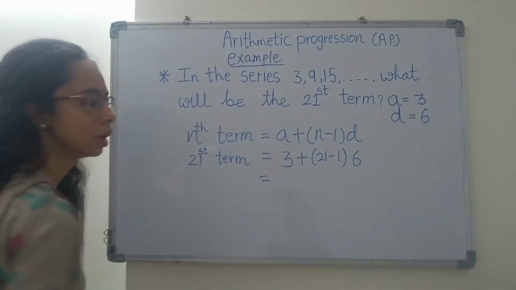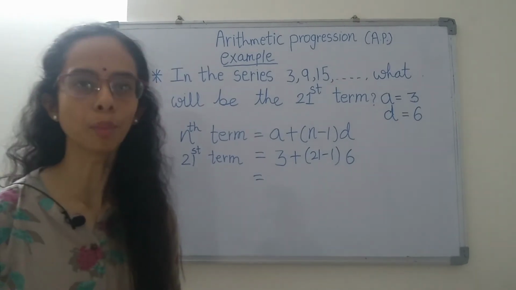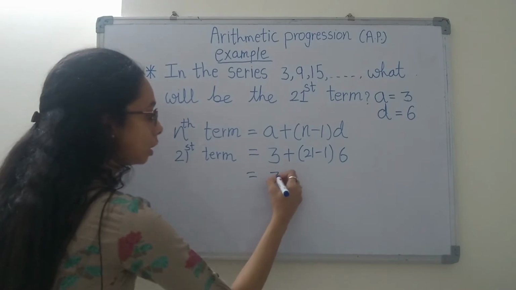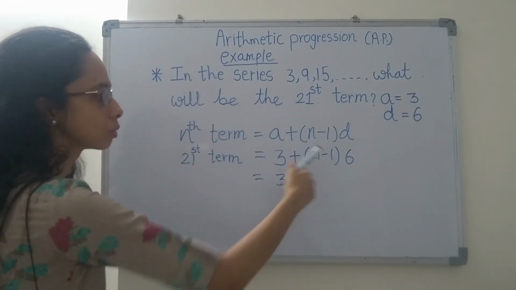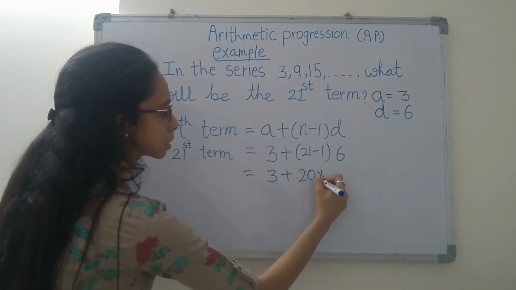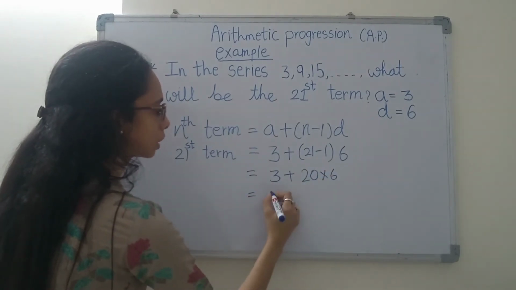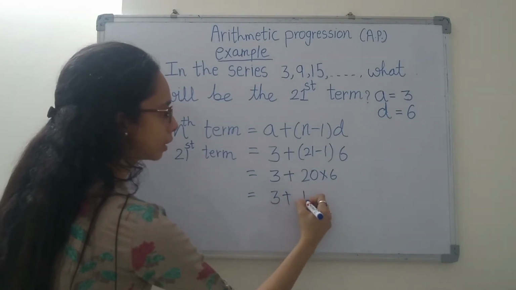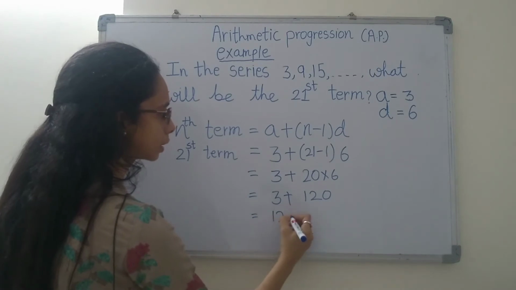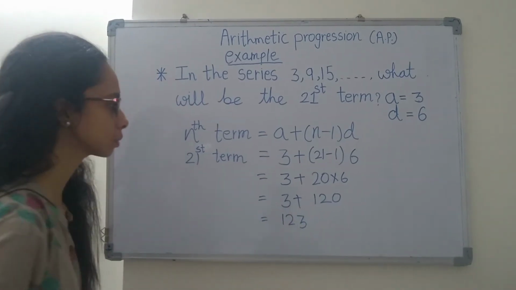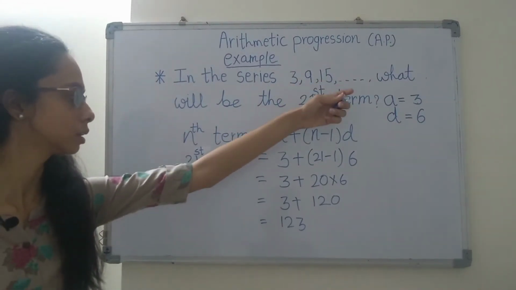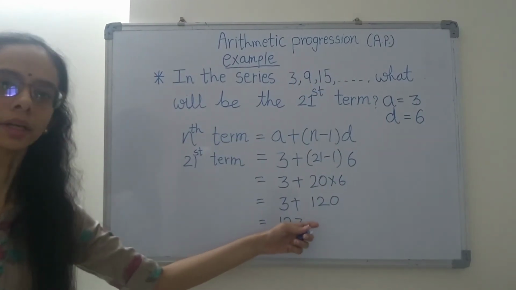So, as we know that according to the BODMAS rule, first we open the bracket. So 3 plus (21 minus 1 is 20). So 20 into 6 is equal to 3 plus 120. So the answer will be 123. So we can say that the 21st term of this series is equal to 123.